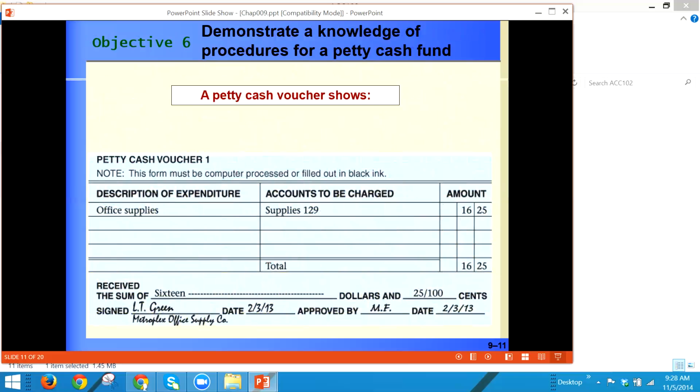So to demonstrate a knowledge now of the procedures of a petty cash fund, first let's talk about what petty cash is and what a petty cashier does. You have one in most every business because it's the cash kitty, let's say, that a business has, and it's usually in someone's desk drawer locked up or in the owner's office, and it has a prescribed amount of cash in it.